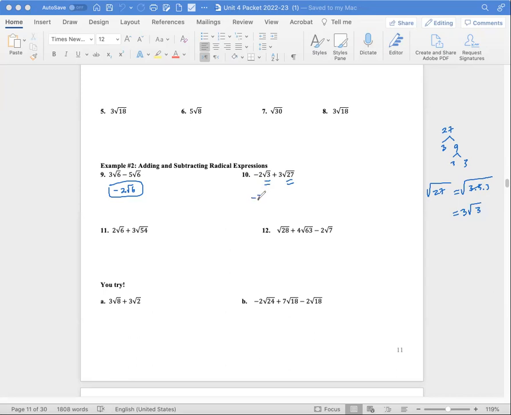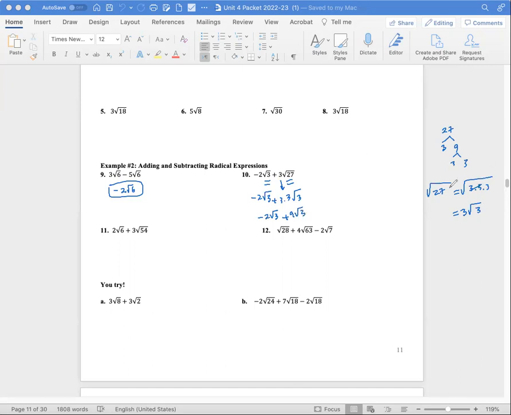Okay, so now be careful here. The 27 itself is 3 root 3. That's the 27. But then there was a 3 here on the outside, which is going to multiply the 3 that came out of the 27. So this becomes negative root 2 root 3 plus 9 root 3.